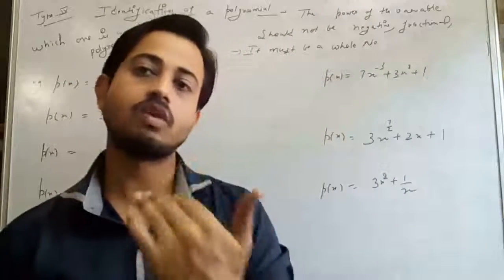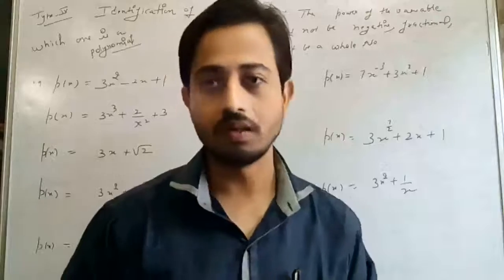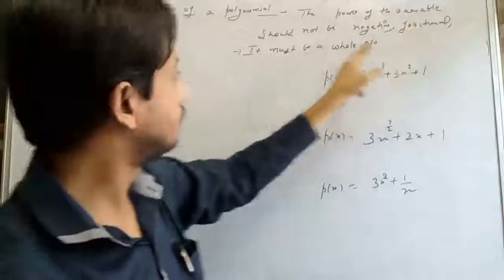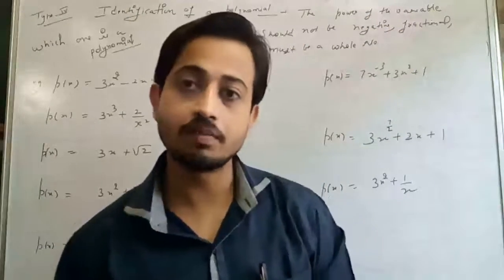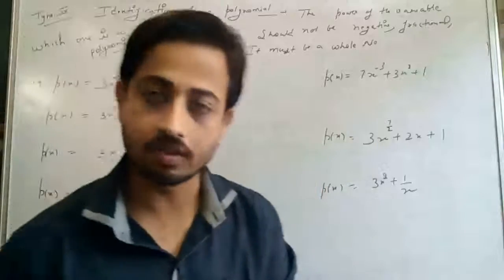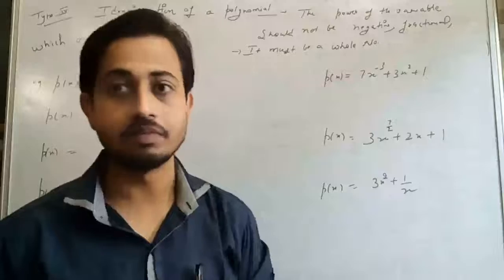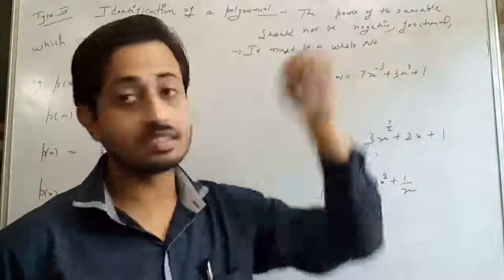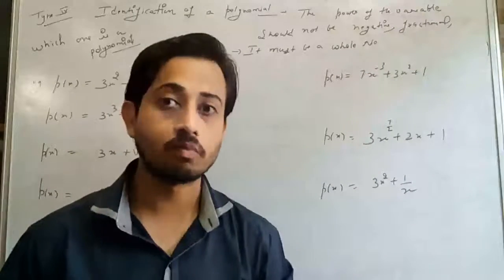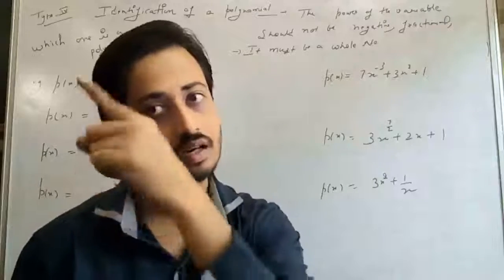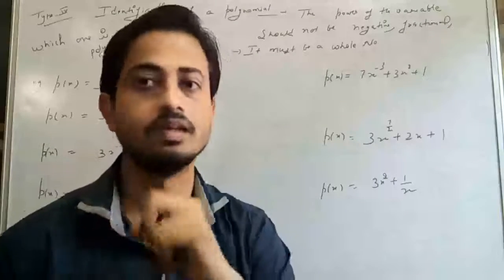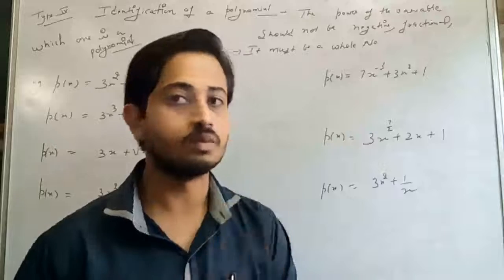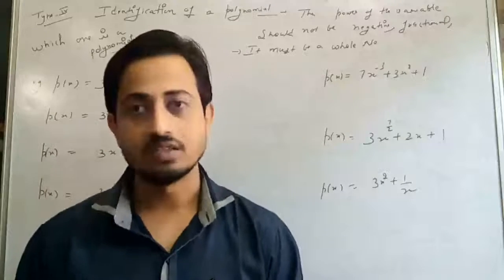So what is the identification that you have to find out? This expression is a polynomial and this is not a polynomial. Please read the statement. The power of the variable should not be negative. It means you have to check the variable's power, like x raised to the power, y raised to the power. If the power you have found is negative, then this is not a polynomial. Second, if you find the power is fractional or decimal, like 2.3 or 7.9, then cross that, because that is also not a polynomial. The condition is that it must be a whole number. If you find the power of the variable is a whole number, that means this is your polynomial.